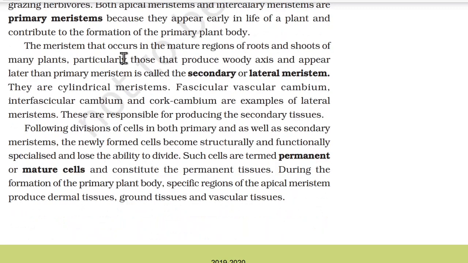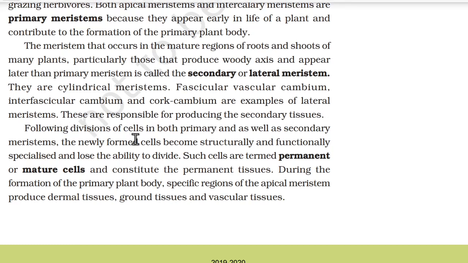The meristem that occurs in the mature region of roots and shoots of many plants, particularly those that produce woody axis, and appears later than primary meristem, is called the secondary or lateral meristem. They are cylindrical meristems. Fascicular vascular cambium, interfascicular cambium, and cork cambium are examples of lateral meristem. These are responsible for producing the secondary tissues.